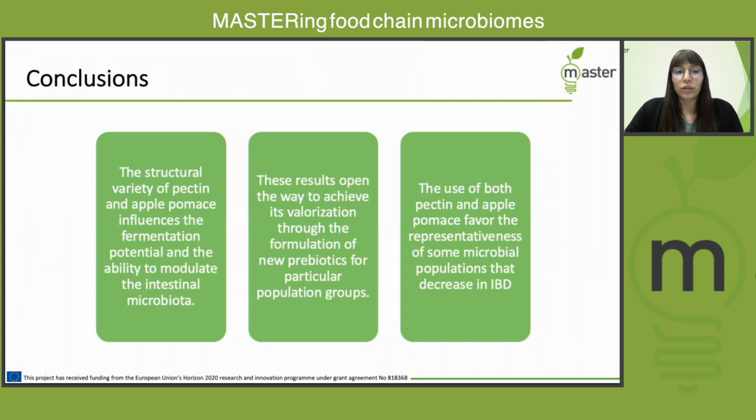As a conclusion, the structural variety of pectin and apple pomace influence the fermentation potential and the ability to modulate the intestinal microbiota. These results open the way to achieve its valorization through the formulation of new probiotics for particular population groups, and the use of both pectin and apple pomace favors the representativeness of some microbial populations that decrease in IBD.